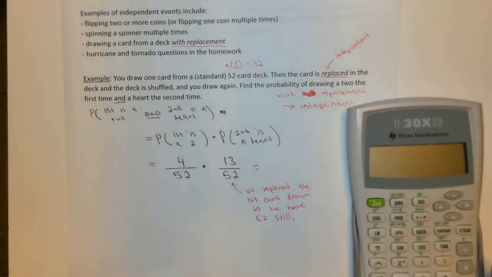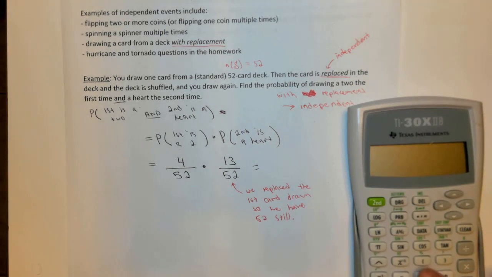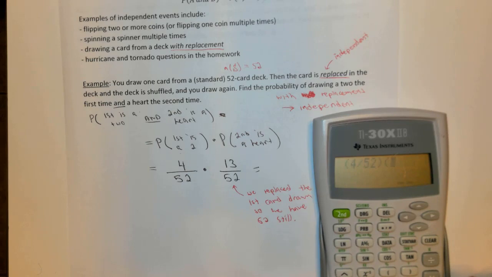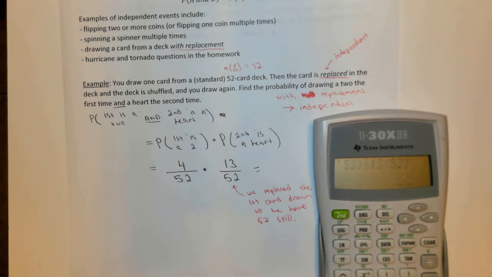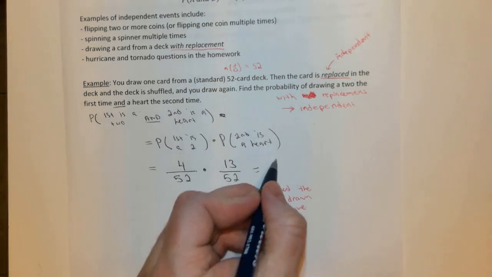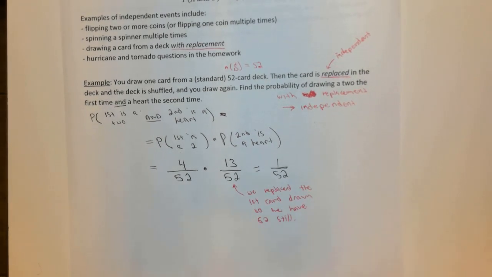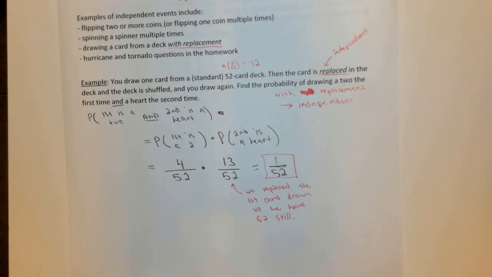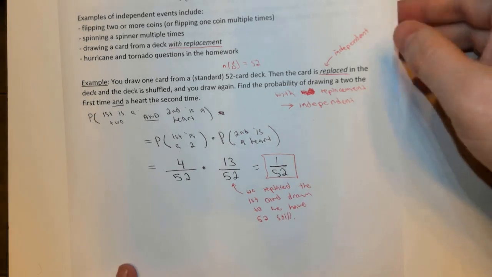Like I said, let's try to do all of this at once. Parentheses, 4 over 52, four divided by 52 times 13 divided by 52. You get this decimal, do second PRB, you get 1 over 52. So that is our formula. So that is an example of an independent series of events.